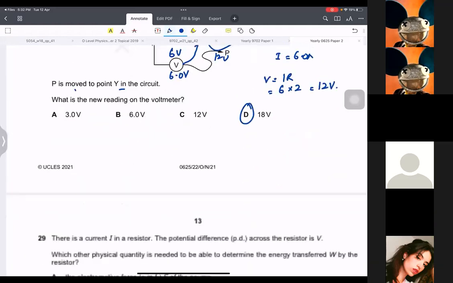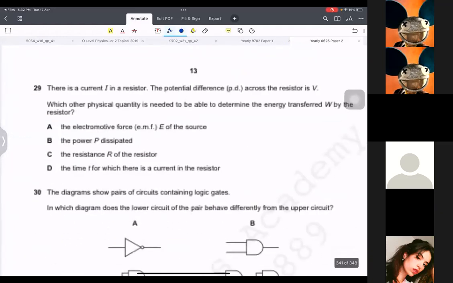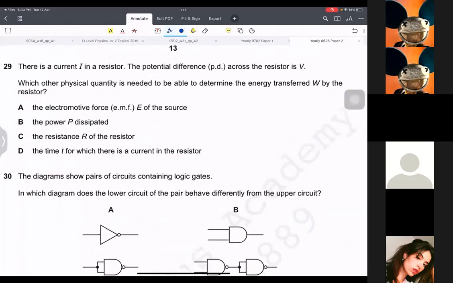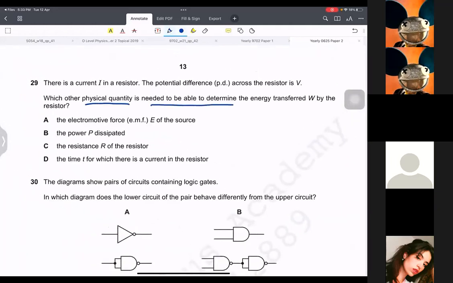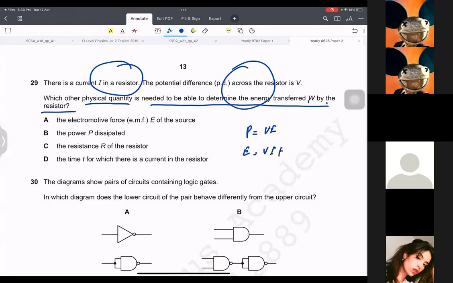Then we go to the next one. There is a current I in the resistor. The potential difference across the resistor is V. Which other physical quantity is needed to be able to determine the energy transferred W by the resistor? So we have the current, we have the potential difference. So we need power equals VI and energy equals VIT. We need time, right? Yep, it should be time. There's no other thing, I think.